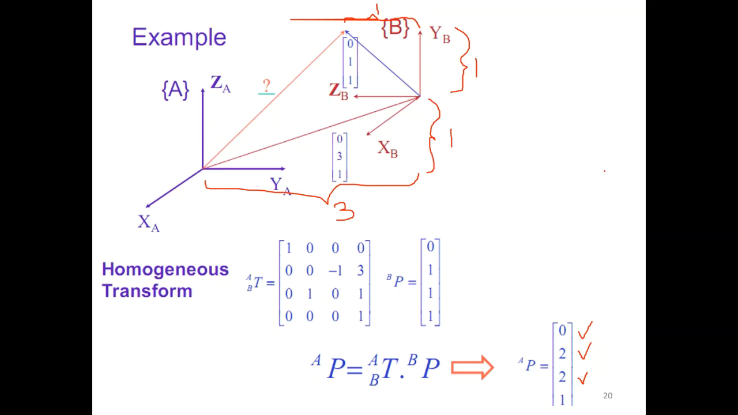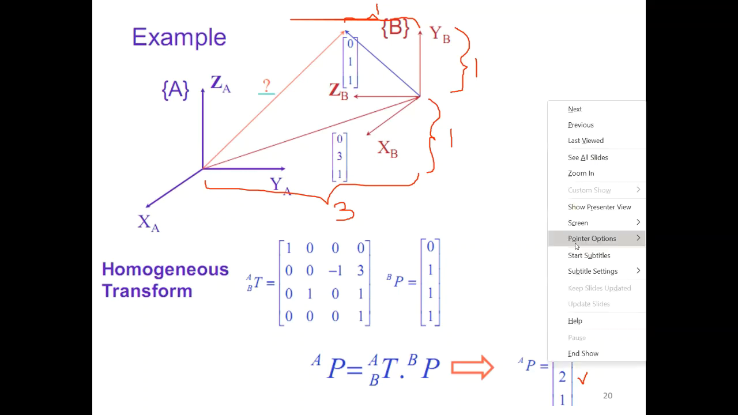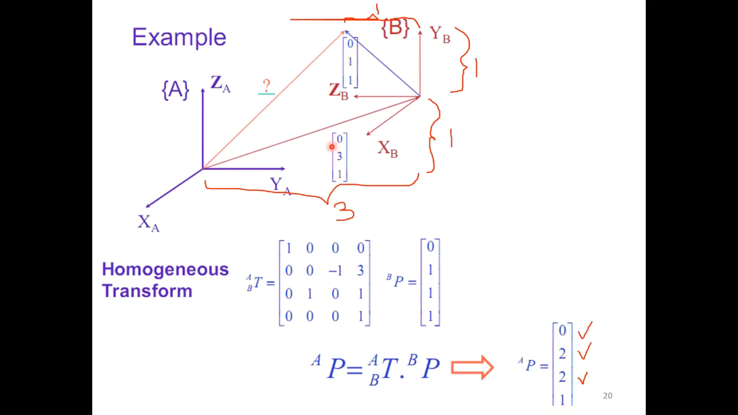All right. So the homogeneous transformation matrix has the rotation part as well as the translation part, right? So the rotation part and the translation part. All right. Any questions so far? All right. Then let's move on.